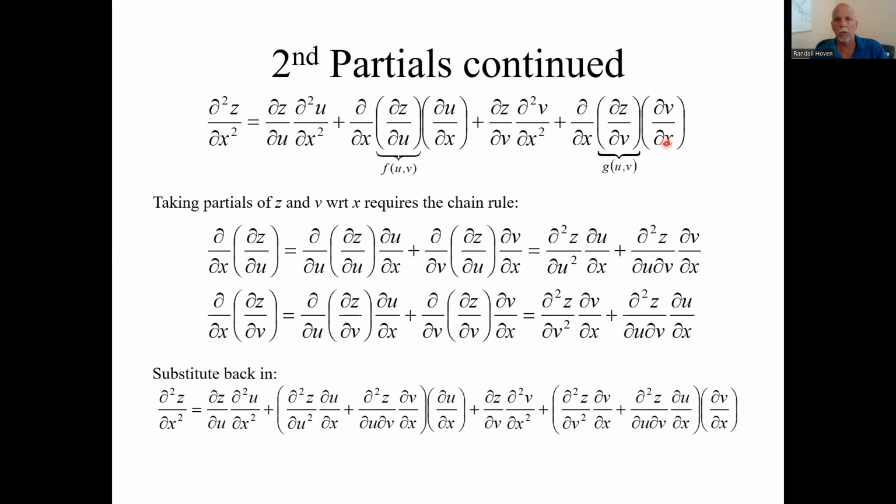So again, here's where we left off. Let's just look at this one term here, this second partial. Remember, this partial of z with respect to u is still a function of u and v, so I need to apply the chain rule again.